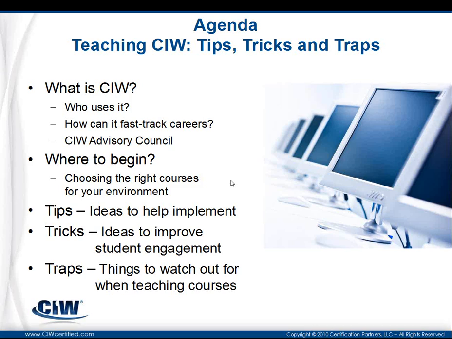On this slide, you should be seeing what the agenda is going to be. We're going to be talking a little bit about what CIW is for those who are new to it. We're going to talk about where to begin, and then what the tips are to help you implement CIW, how to get students more engaged, and then some of the things to watch out for, right, Stephen, as we go through teaching the courses. So there's the rough agenda for everybody. Just so everybody knows, anybody who's registered, that means if you're listening, you're registered, you will get a PDF of this particular PowerPoint slide so that you can go grab the URLs yourself and grab all of Stephen's killer ideas.